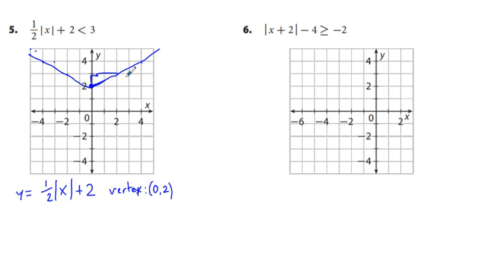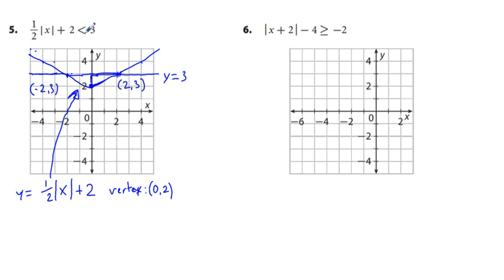Okay, it's less than 3. And so we're going to put 3 right here, so that's going to be y is equal to 3. And where do we see less than? Our boundary points here are going to be -2 and +2. So I'll put the points here, -2, comma 3, and on the other side, 2, comma 3.